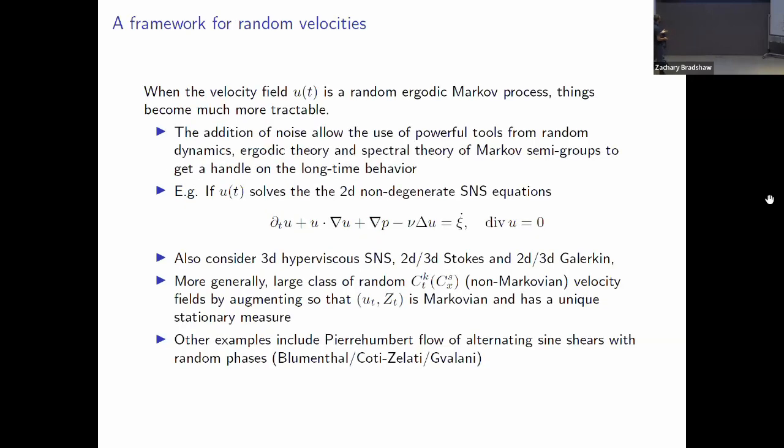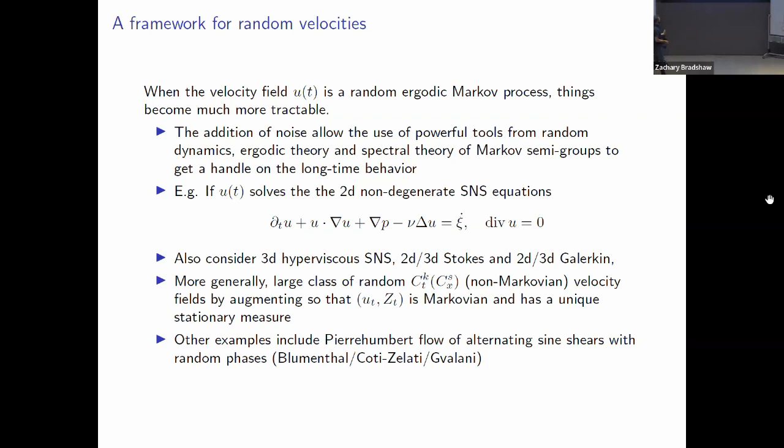So the setting I'm going to talk about, though, is, well, okay, if you have a velocity field that has some randomness in it, it makes things a little bit easier. So you don't necessarily have to know everything about the velocity field. You just need to know that it's not doing certain things most of the time. And so the setting I'm going to talk about is that you have a velocity field, which is some random ergodic Markov process. And things become much better.